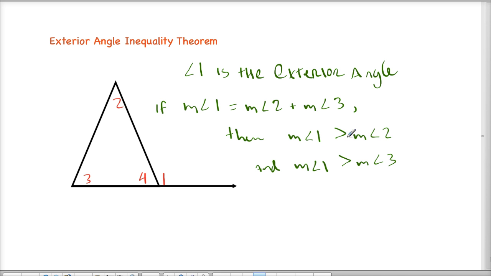I know it gets a little confusing looking here, sloppy with the measure and the angle symbol and the inequality there. So just remember this is measure of angle 1. This isn't m is less than 1, right? It's the measure of angle 1 is greater than the measure of angle 2 in this case, and measure of angle 1 is greater than measure of angle 3 in this case. But in general, whatever the name of the remote interior angle is, if you're using the 3 letters to identify the angle, that exterior angle is greater than each individual remote interior angle. Okay? So that's the exterior angle inequality theorem.